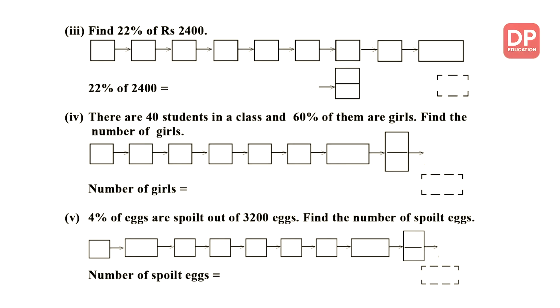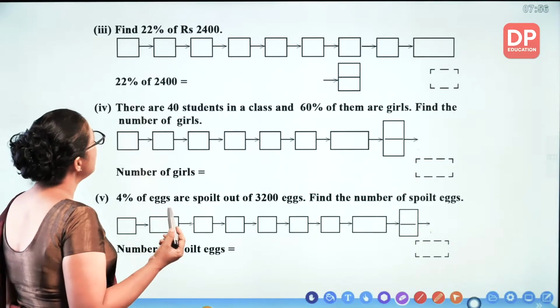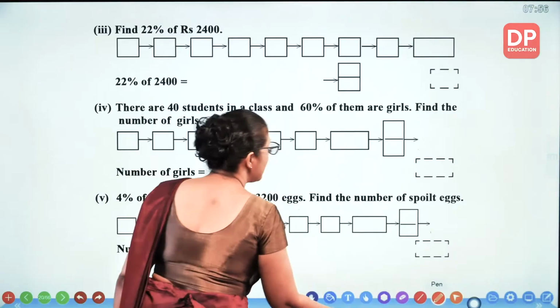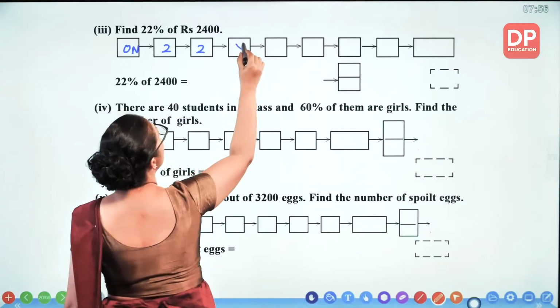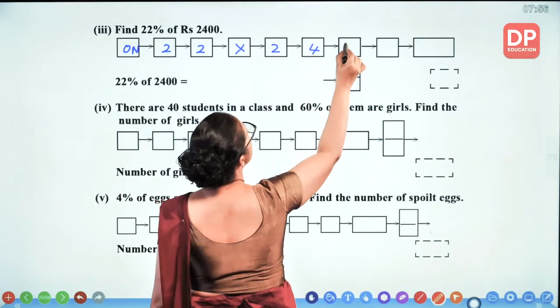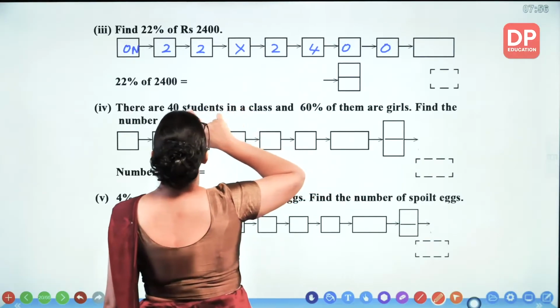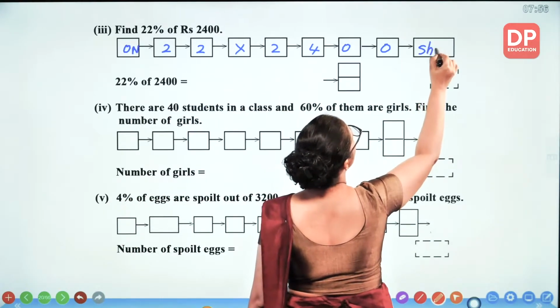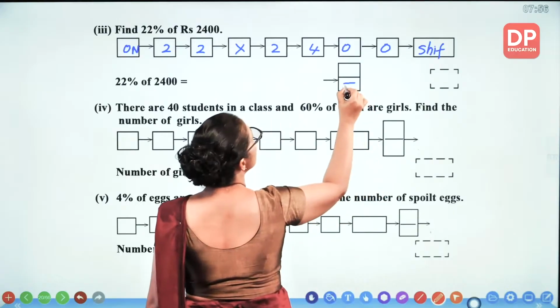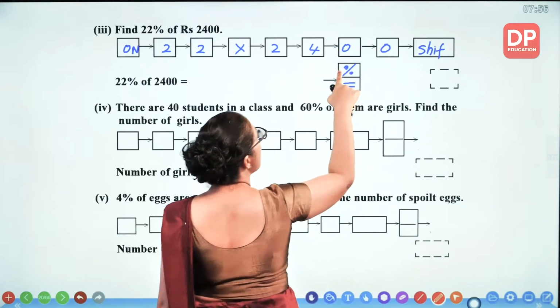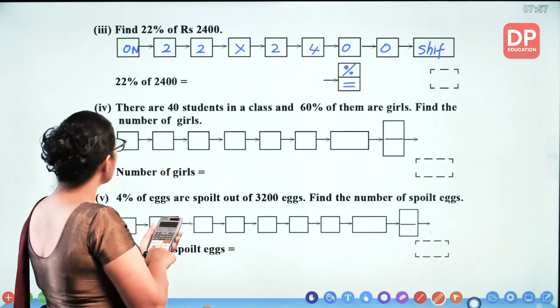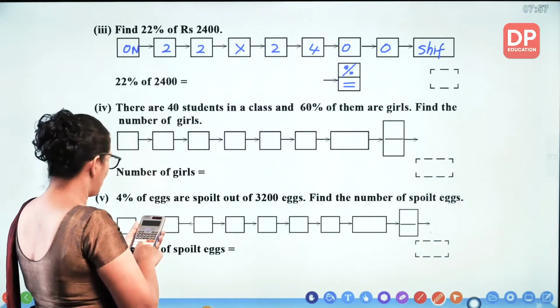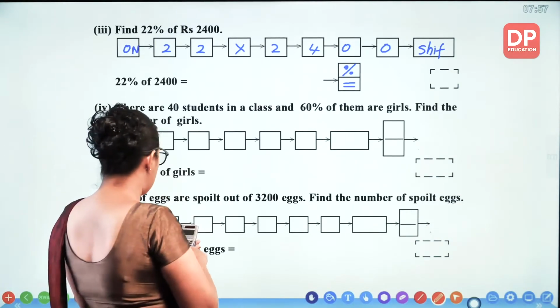Look at this one. Find 22% of 2,400 rupees. Here you have to use the scientific calculator. Switch on, 22 multiplied by 2,400 and then shift with the equal sign. Here you get a percentage sign above the equal sign. We'll see what the answer is. 22 times 2,400, shift with equal.